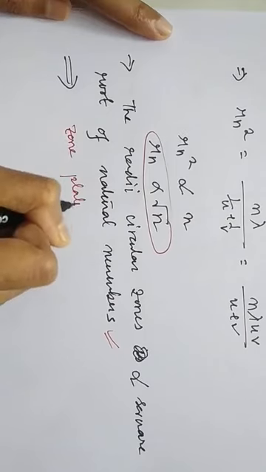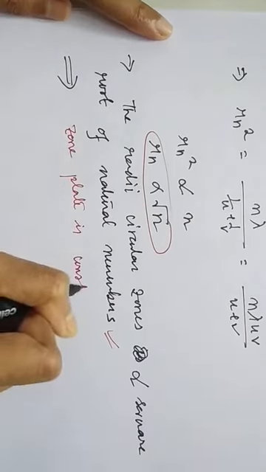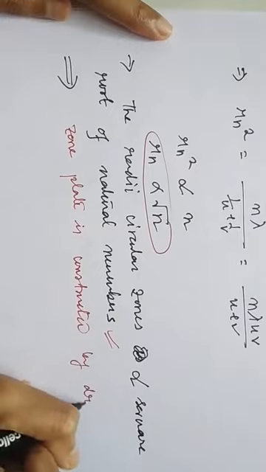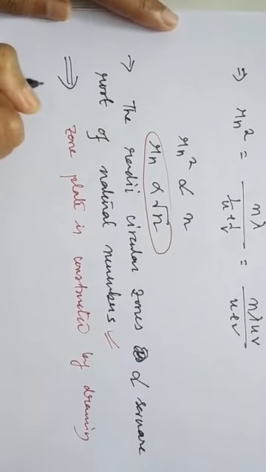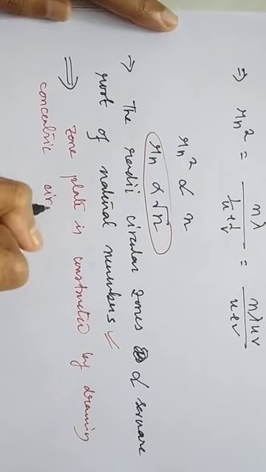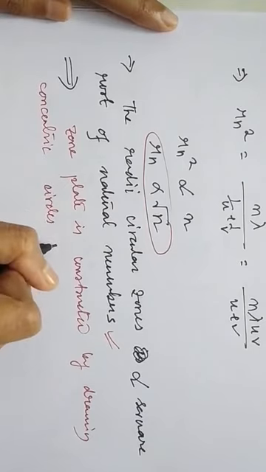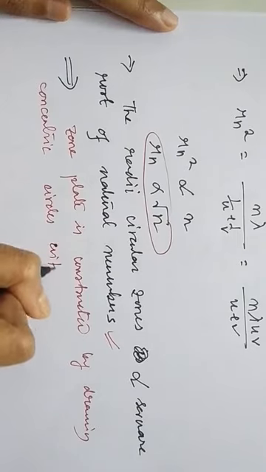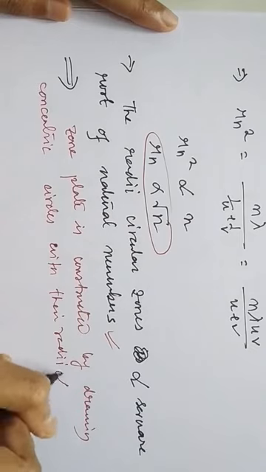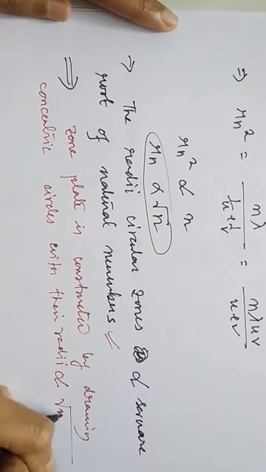We can say that a zone plate is constructed by drawing concentric circles with their radii proportional to the square root of natural numbers.